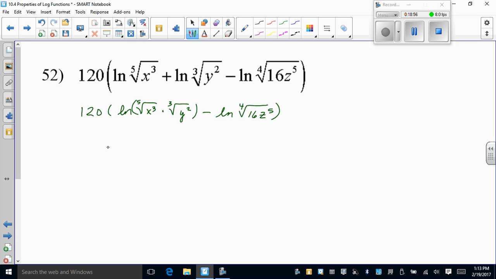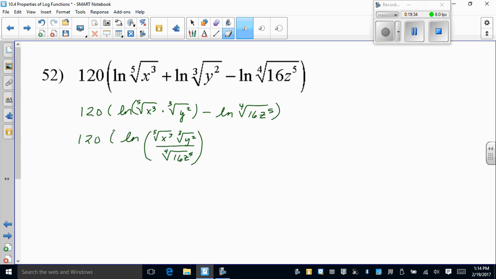Take care of the division. So 120 natural log of the 5th root of x cubed times the cubed root of y squared, over the 4th root of 16z to the 5th. This parentheses is no longer necessary because I've got it down to one log.